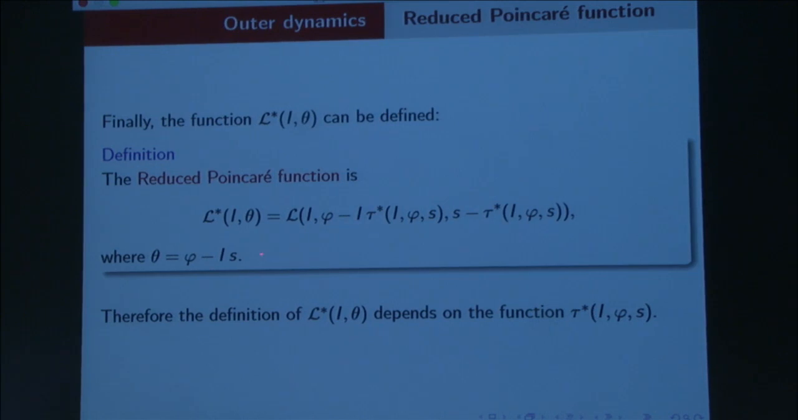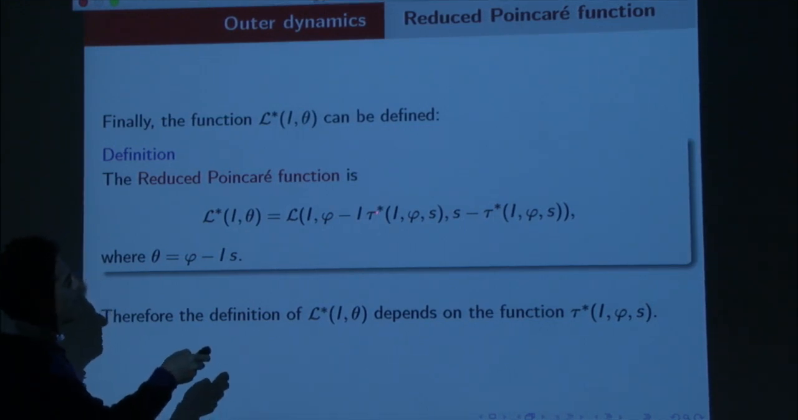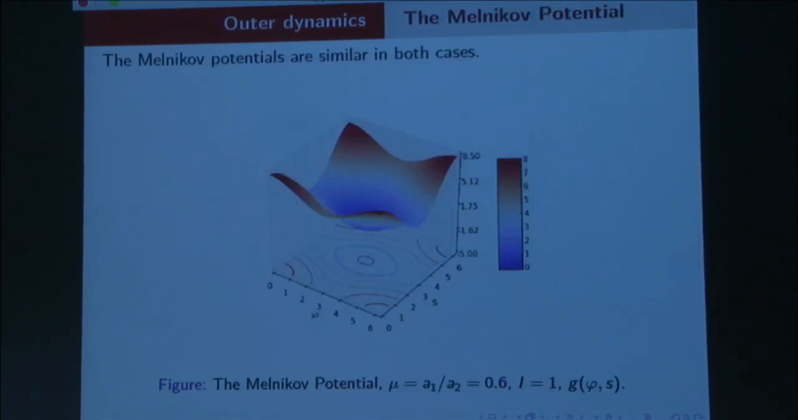Finally, what is this kind of reduced Poincare function? Well, the reduced Poincare function is simply so that, as we know, for every time, if we know what is this tau star that I will recall in a moment, we simply evaluate the L star on this, and it happens that this depends really not in an arbitrary way on the variables I, phi, and s, but it depends just on this theta. So let me recall what is this tau star. Let me try to explain it first in a graphical way and then with formulas.